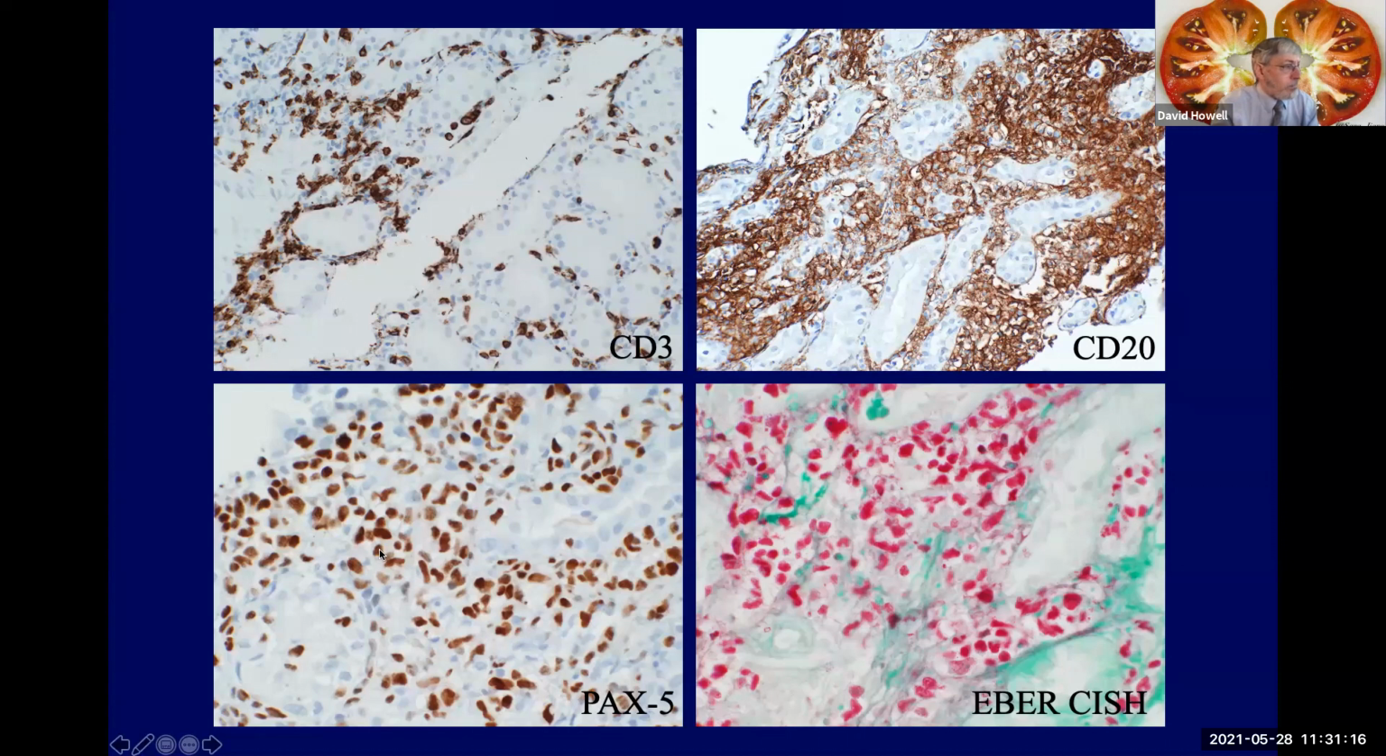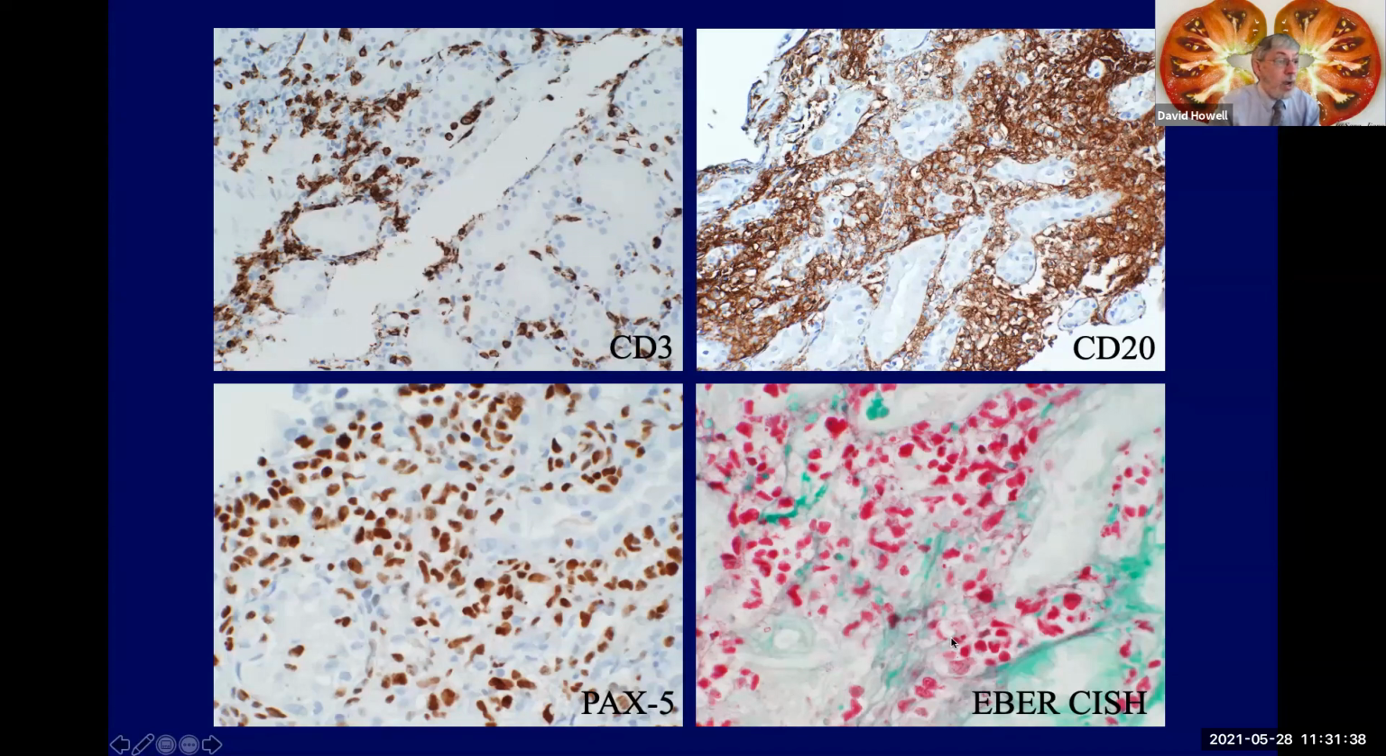And PAX5 is a nuclear regulatory transcription factor that's selectively expressed by B cells. This not only tells us that these things are B cells, but it shows us something about the shape and size of their nuclei. A lot of them are very big and irregular. The clincher here is this chromogenic in situ hybridization test.